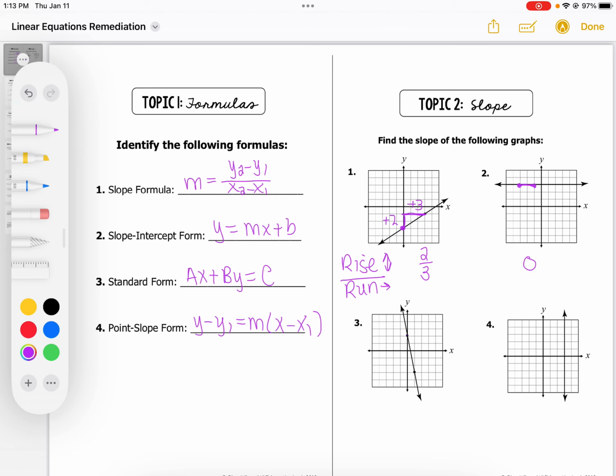Number 3, starting at the leftmost point, we have to go down for this one. We have to go down 1, 2, 3, 4, 5 units. That's a -5 rise. Then we have to go over 1. My slope would be -5 over 1 or just -5. When lines are vertical like this, their slope is so big that it's undefined. It's so steep that it's considered undefined.